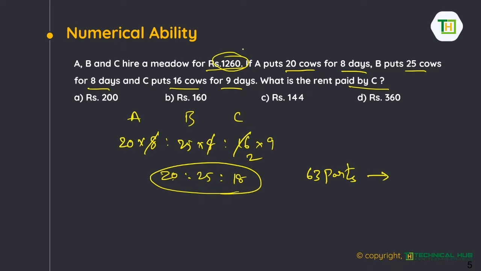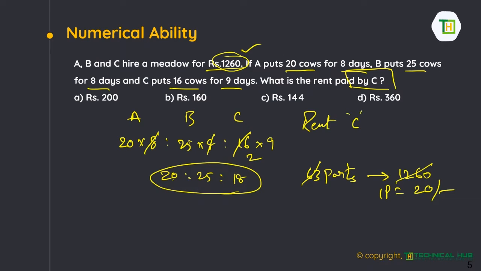63 parts is equal to the total rent paid by them, which is 1260. So one part is equal to how much? 63 twos are 126 and 0 is there, you can keep 0 here. One part is equal to 20 rupees. Now the question is, what is the rent paid by C?